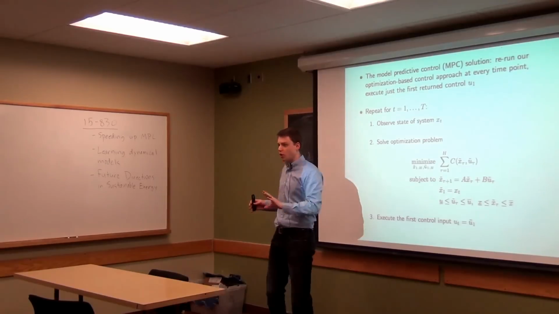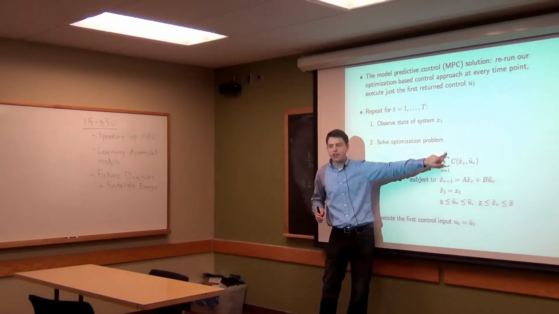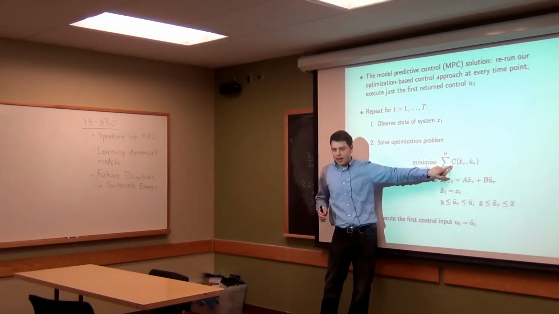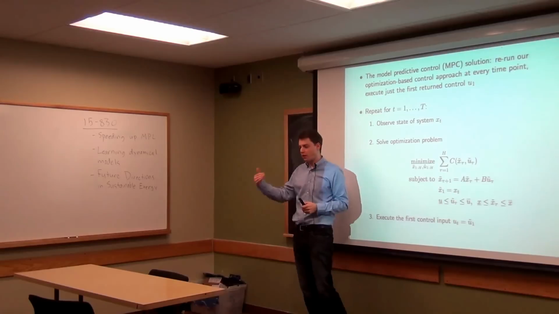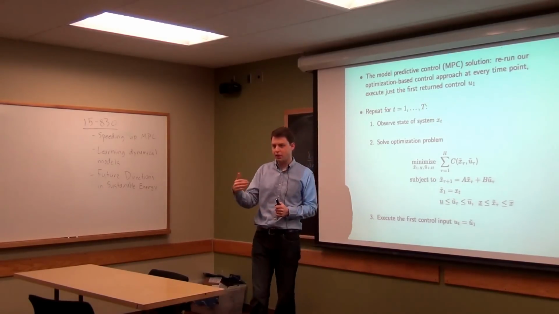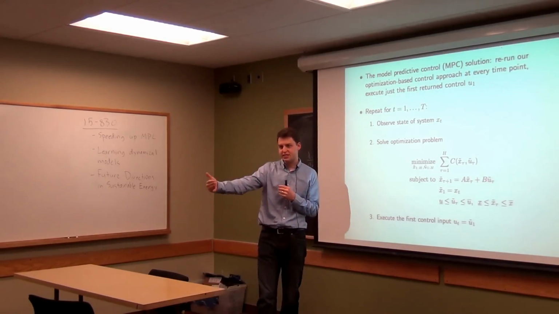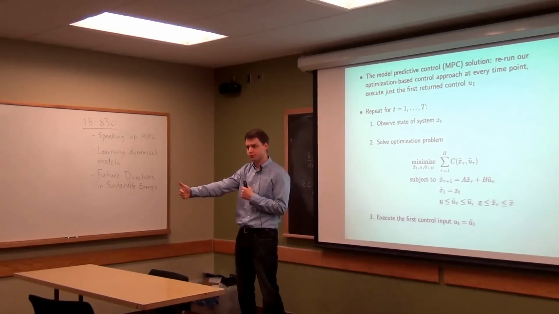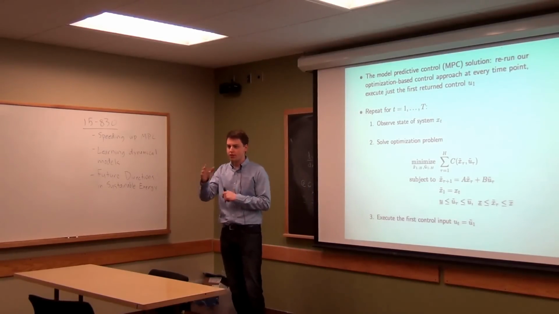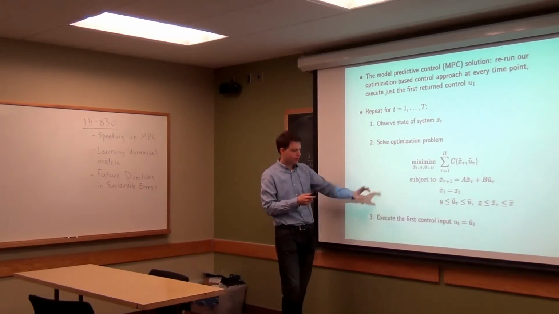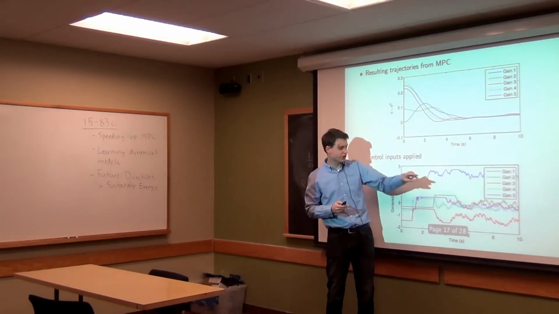In MPC, you also have this other horizon, though, which is h. And h is the horizon you use when you actually plan your optimization. Right? You plan your current control. You look h steps ahead in the future.